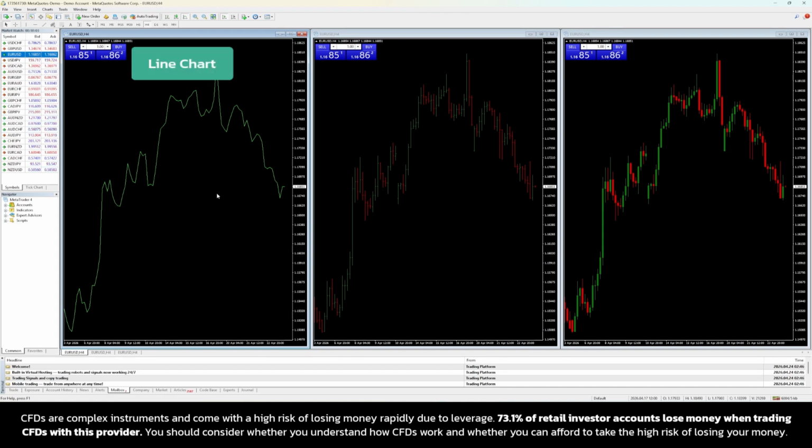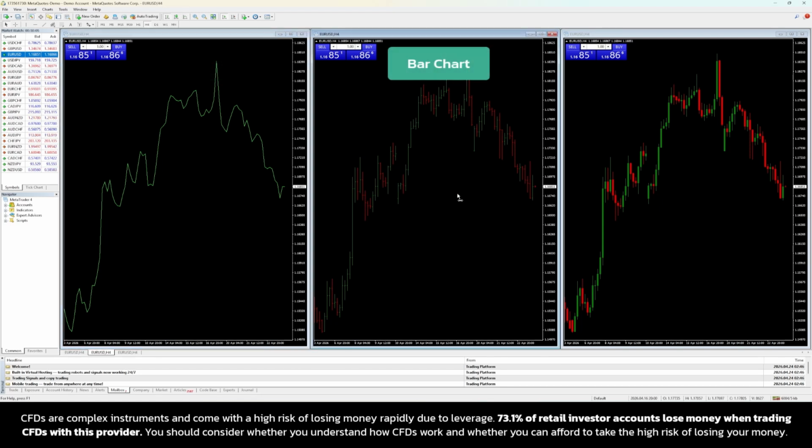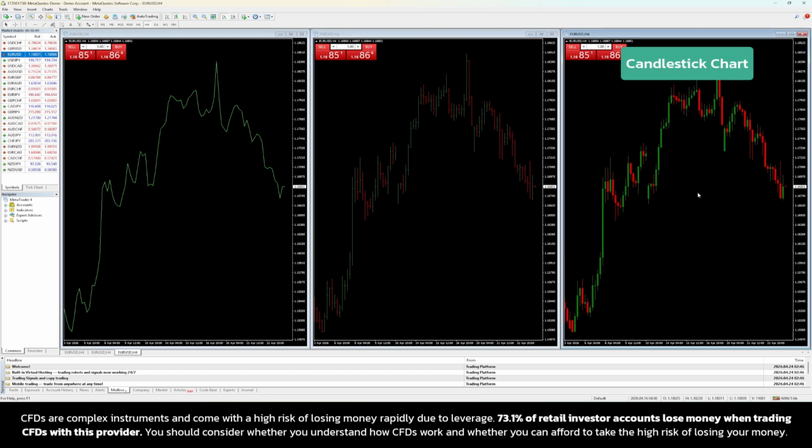In practice, the chart type you choose should match the kind of analysis you are doing. A line chart is useful when you want simplicity and a clean trend view. A bar chart is useful when you want full price data in a compact format. A candlestick chart is useful when you want the same full data, but with faster visual interpretation. MetaTrader 4 keeps the choice simple. Three chart types, each serving a different purpose. The market stays the same, but the way you read it can become much more effective when you choose the display that fits your workflow.